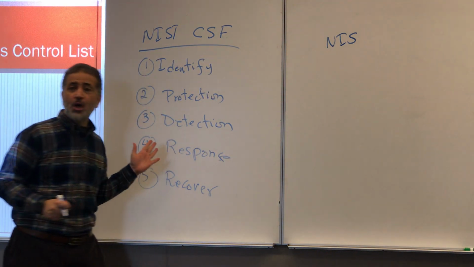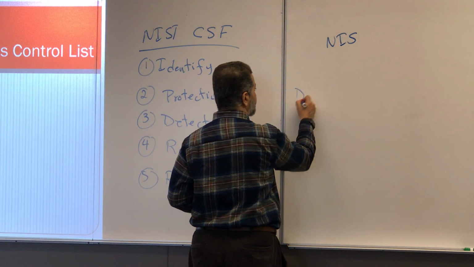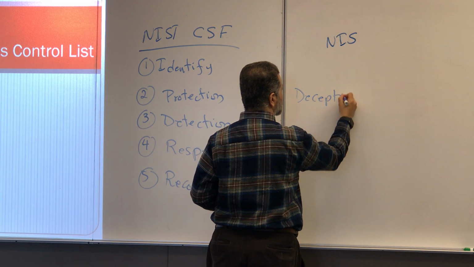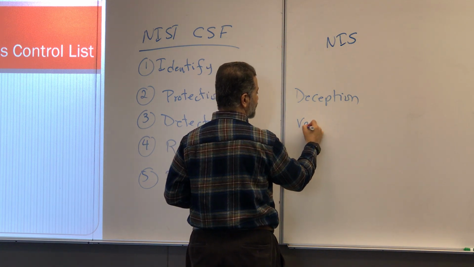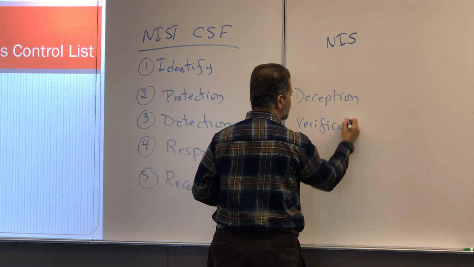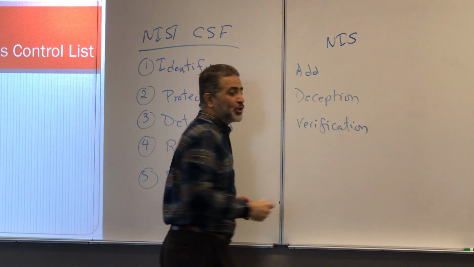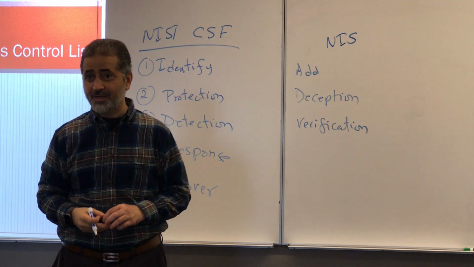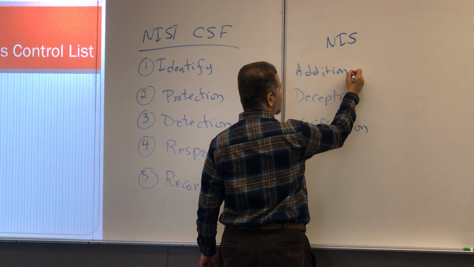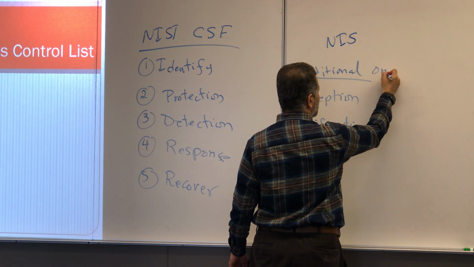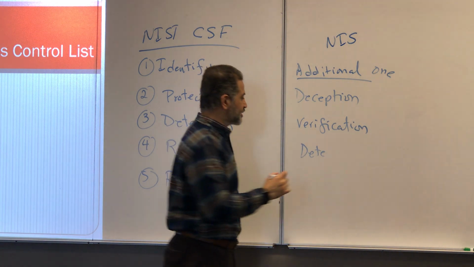Are these the only areas? No. There are some other areas which come from my own research. For example, deception. Another one called verification. This is additional, which I call loopholes in the NIST framework. It's really loopholes. These are additional ones, and this is what I give a talk about. Okay, deterrence. We talked about deterrence.